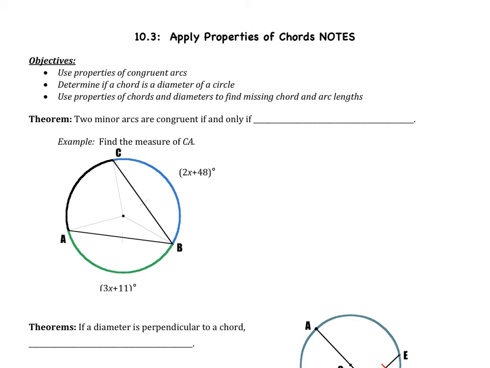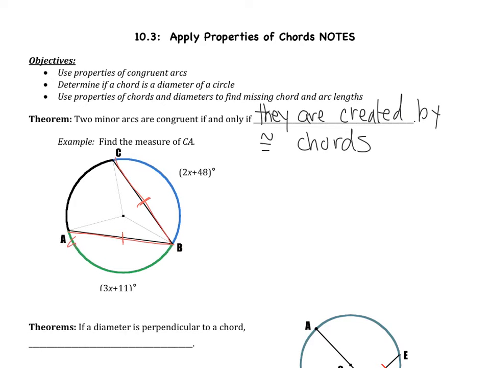Okay, so two minor arcs, meaning they're under 180 degrees, are congruent if and only if, here's how you could tell, they are formed or created by congruent chords. So I know you're saying, what the heck does that mean? Well, if you look at this picture here, this chord and this chord, CB and AB, they're congruent chords. What that means is that they've created two arcs that are also congruent.